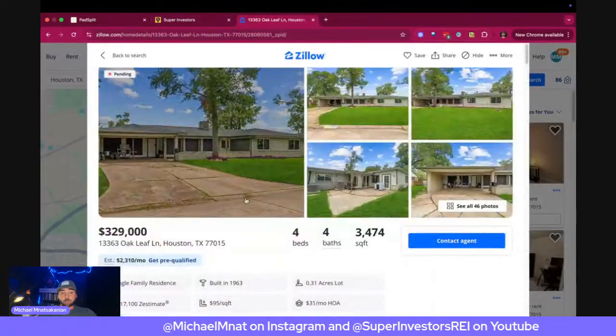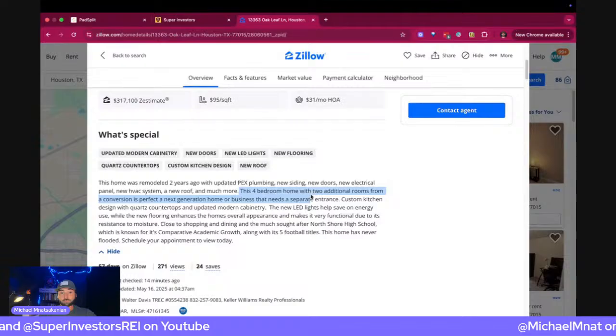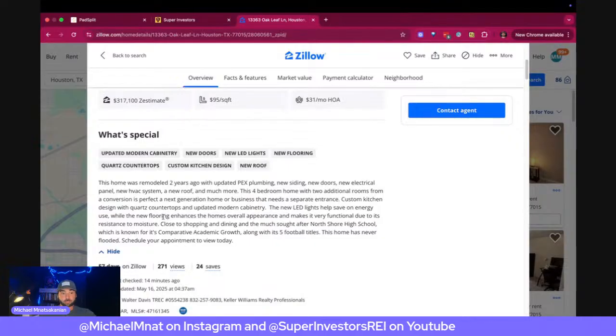Let's see what they say in the description too. Something they say bonus, den, whatever. 4-bedroom home with 2 additional rooms from a conversion. There you go. 4 with 2 additional rooms. So those are the 2 that we kind of saw, I believe. And then that big living room can be converted.